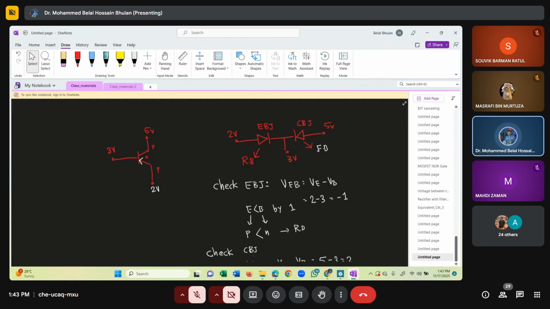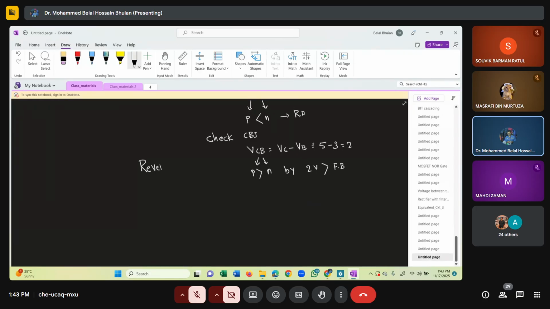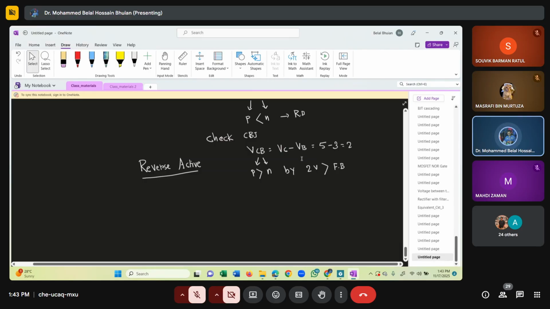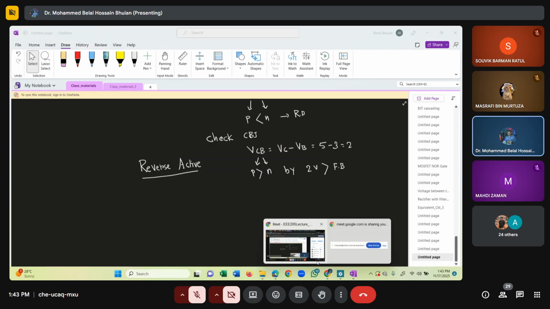So the collector to base junction is forward bias, the emitter to base junction is reverse bias. Which region is that? We already learned this is reverse active. So that means it's possible for you to determine the region of operation if you know all the terminal voltages of the BJT. Any questions?